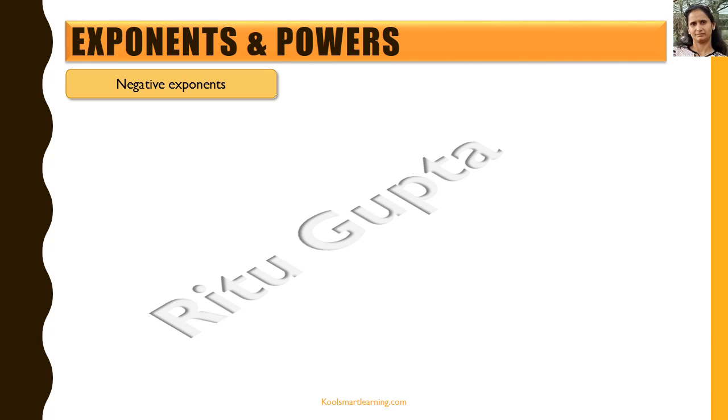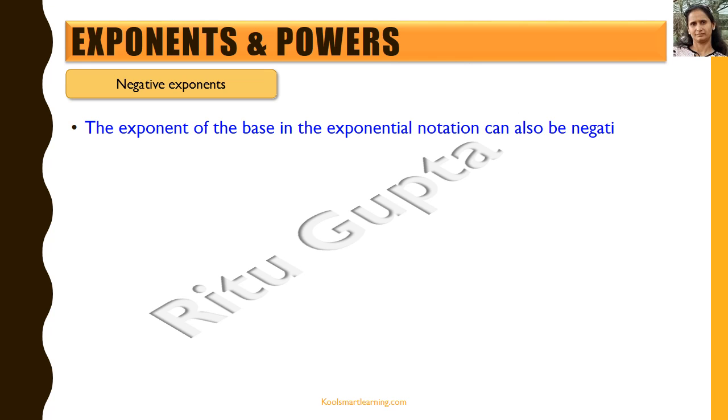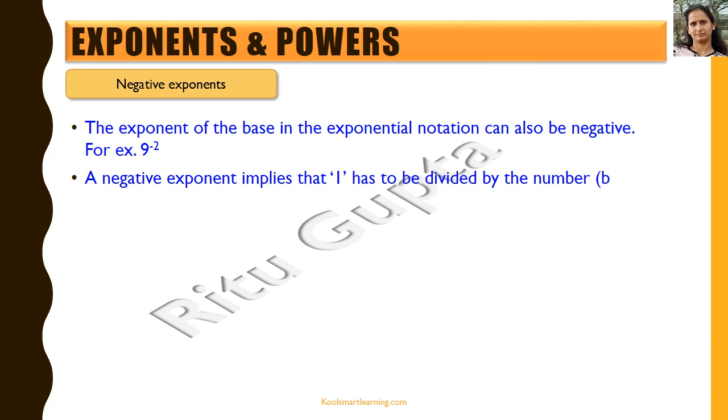Let's now talk about negative exponents. The exponent of the base in exponential notation can also be negative. An example is 9 raised to the power minus 2. Now what do we actually mean by a negative exponent? How do we evaluate the value of that?